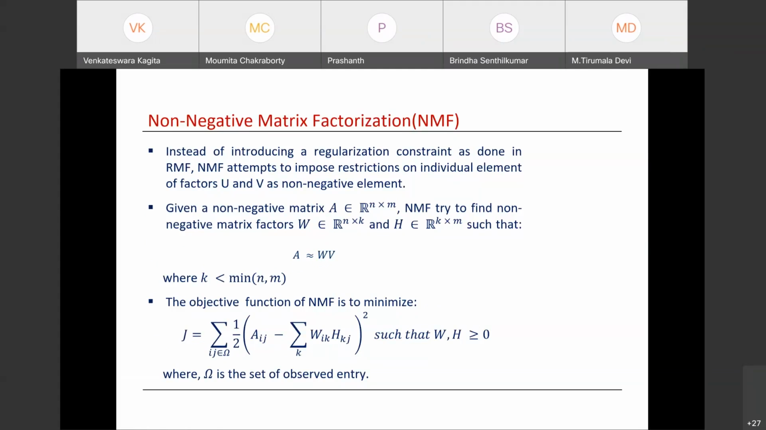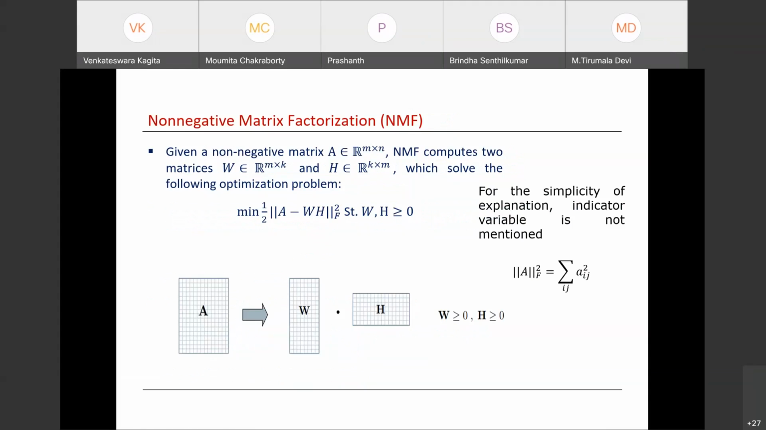There should be only positive values. So these are the constraints that we are imposing in the case of non-negative matrix factorization, right? Using this constraint, the objective is the same. The rest of these are the same, right? So that way you can compute.